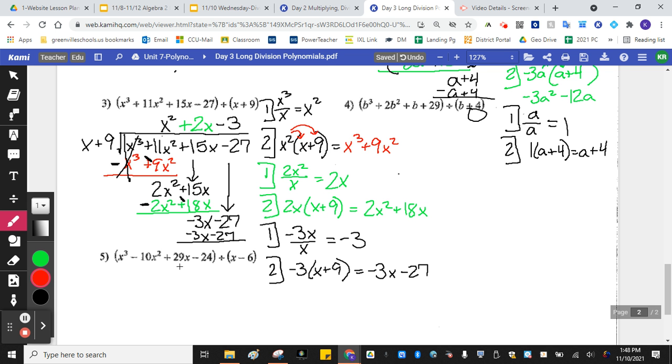We're subtracting these rows. When you subtract these rows, opposite side, so it turns into positives. So your remainder is 0, and you have your answer.